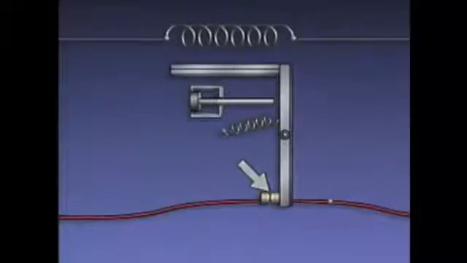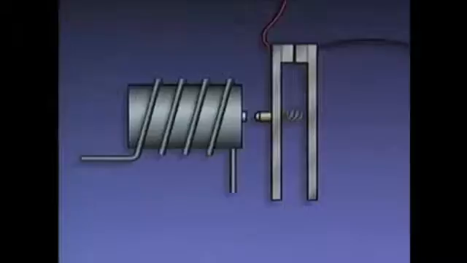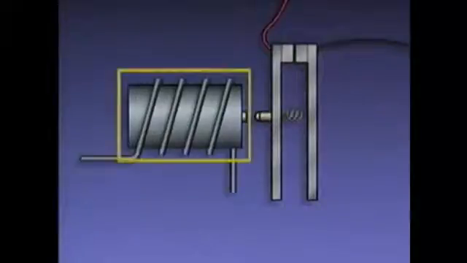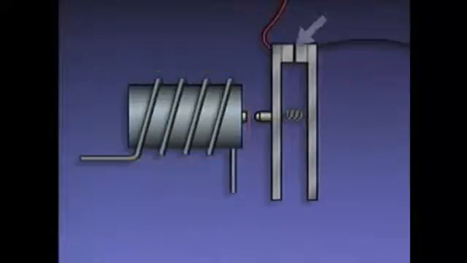Now that we've looked at thermal overload devices, let's look at a typical magnetic overload device. You may also hear magnetic overload devices called magnetic overload relays. This simplified illustration of a magnetic overload device shows a coil around a metal core and a set of contacts. The contacts are held together by a spring. The overload device's coil is in the motor controller's power circuit, and the contacts are in the control circuit.